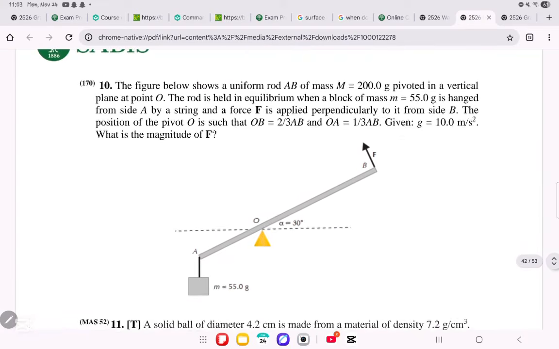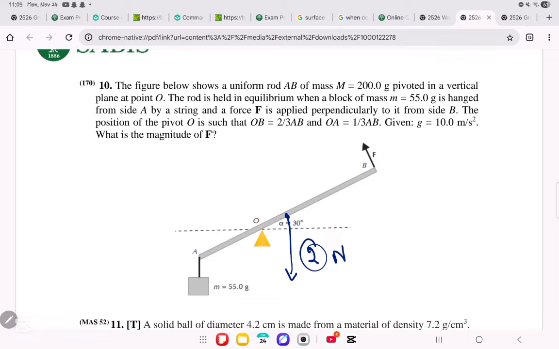We'll move on to question number 10. The figure below shows a uniform rod AB of mass m 200 grams. Because it's uniform, that means its mass is supposed to act at the center of gravity over here, right? So this would be 200 grams, so 200 divided by 1000 times 10. I will get 2, so this 2 is the weight, 2 newtons.